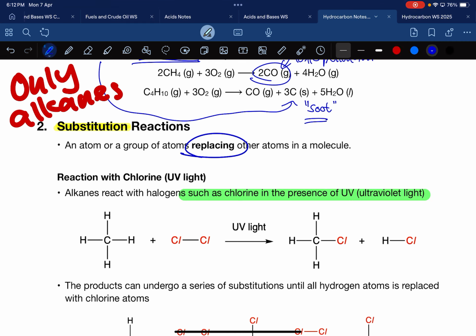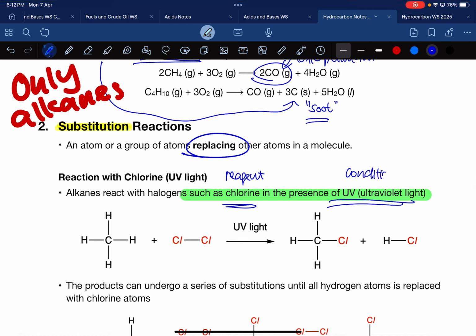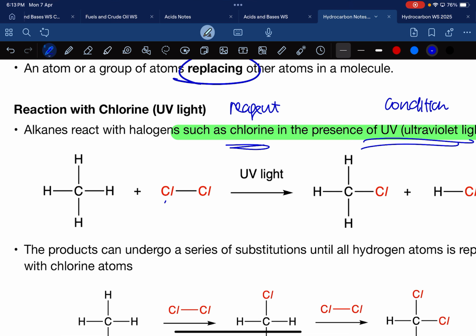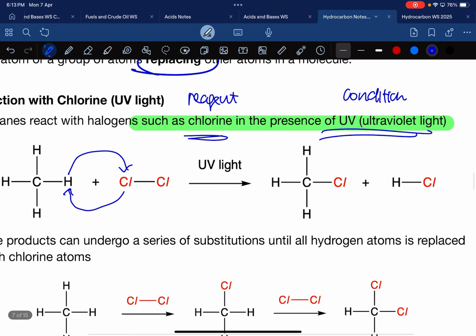When we talk about reactions that organic compounds can undergo, we will always focus on two things. One is the reagent. What are we reacting with? In this case, this is your reagent. The other one is your condition. Every single organic reaction will have its own reagent and its own condition. If it doesn't have, I'll tell you it doesn't have. Clear? When you react with UV light, the chlorine comes in and the hydrogen leaves, and then you form this.